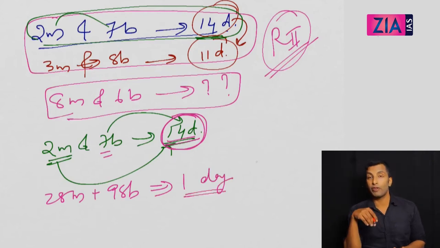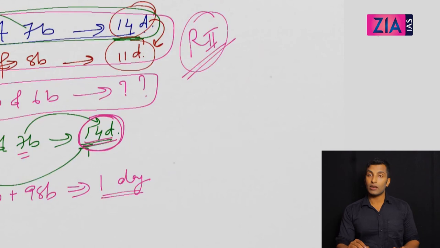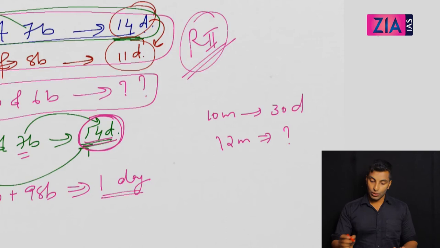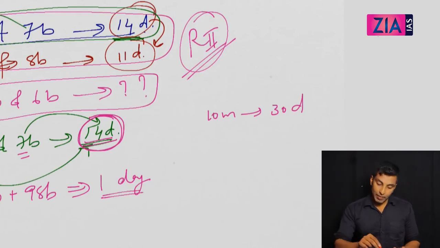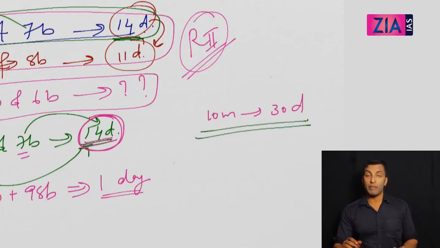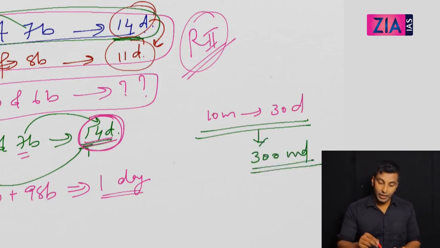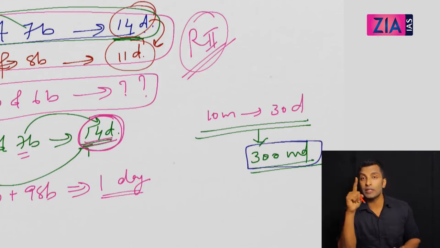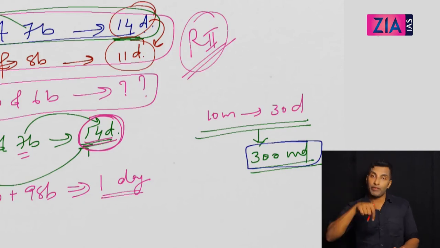Here we apply the concept of man days, right? See, what is the concept of man days? If you look at the previous question, 10 men can finish in 30 days. 12 men can finish in how many days? That's the question. We know this. So how many man days are required? 300 man days. Now this man days you can understand in 2 ways. One is, if one person is there, it will take 300 days to complete the work. The second is, if you need to complete the work in 1 day, you need 300 men. So here we are applying the second one.